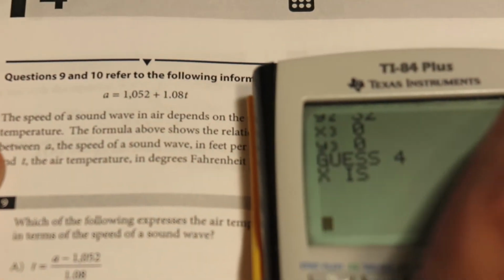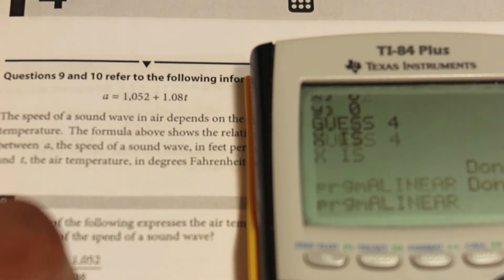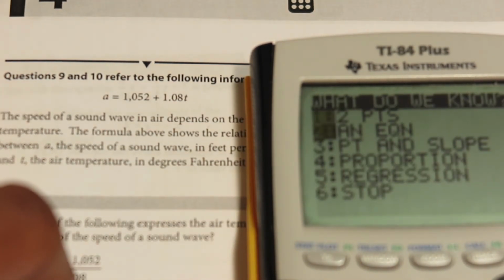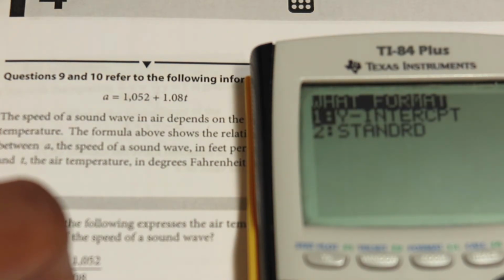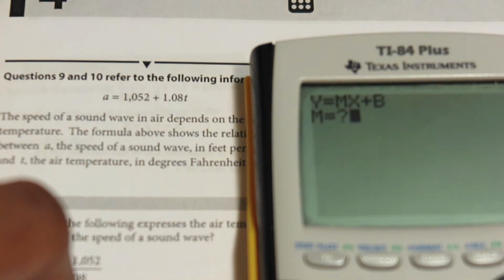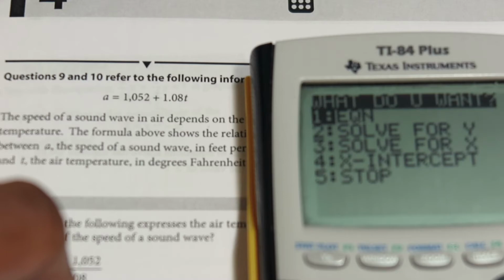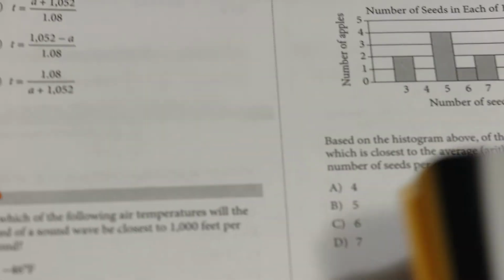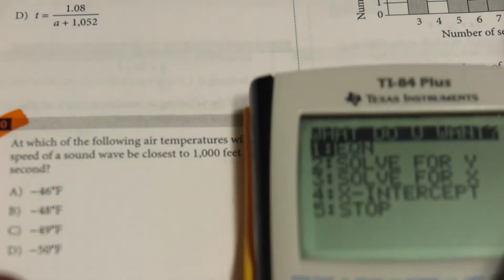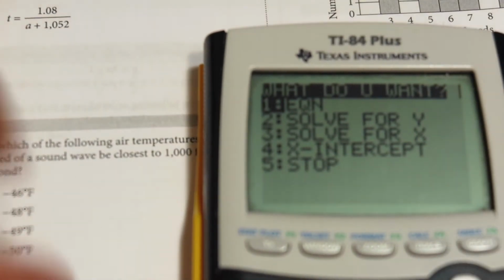So this is what we're going to do. Let's go back to the original equation. We're going to use our program again because it's a linear equation, but in this case, they gave us an equation. It's in y-intercept form, so we're going to choose 1. The slope is 1.08, and the y-intercept is 1,052. Then we are going to solve, because they gave us the y value of 1,000 feet per second. We're going to use that information and come up with x.